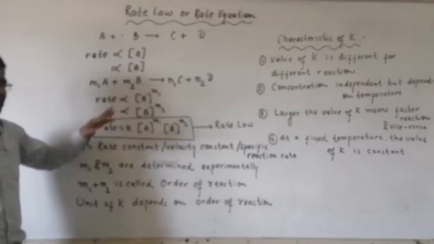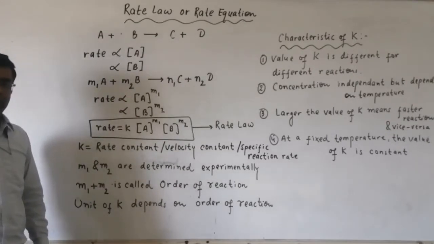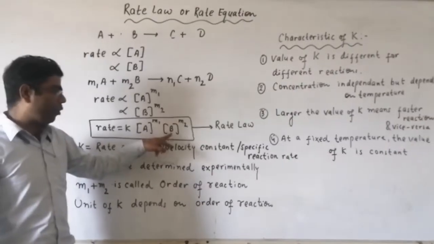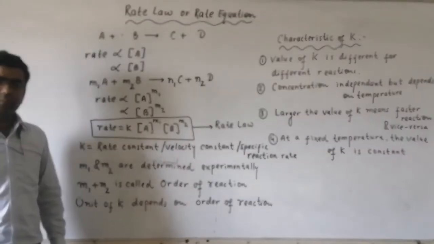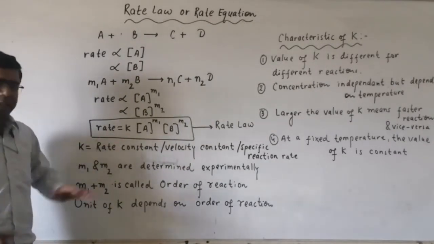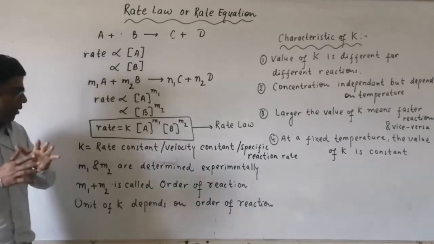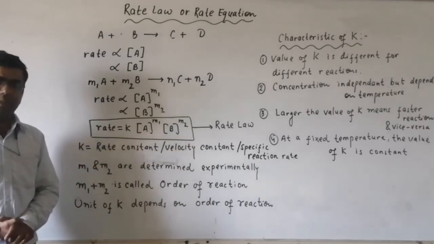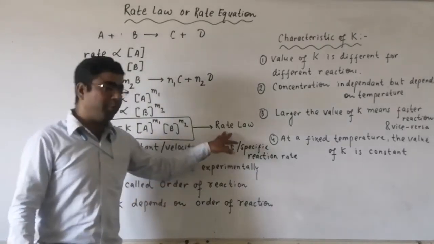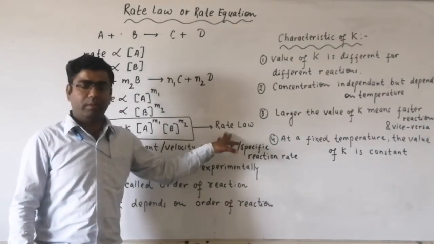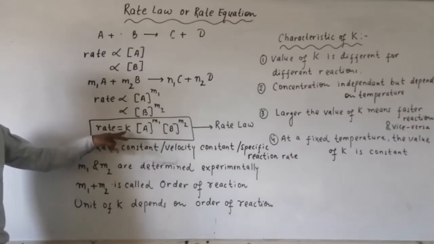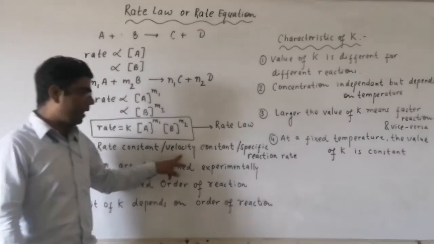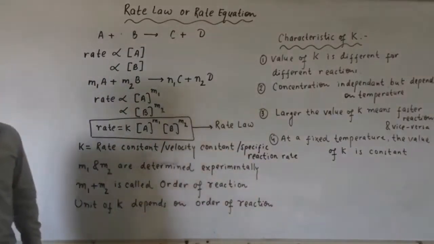So removing this sign of proportionality, we can write rate equals K into concentration of A to the power M1 into concentration of B to the power M2. So this is the complete expression which is relating rate of the reaction with concentration of A and concentration of B. And this complete expression is called rate law. Here, K is a constant, which is called rate constant or velocity constant, or it is also called specific reaction rate.